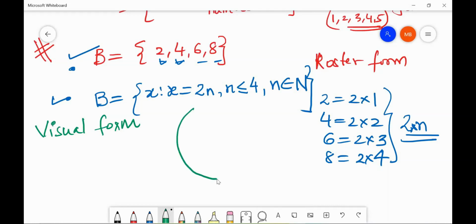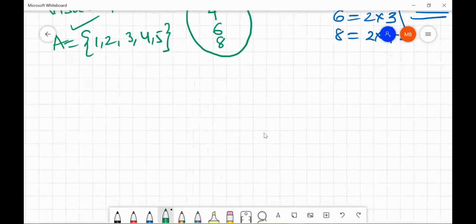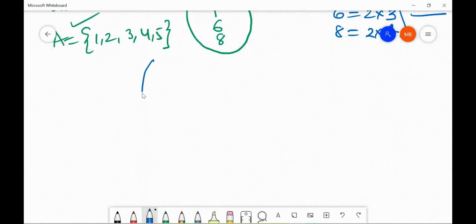So we make a loop, name it B because our set name is B, and then we write the elements 2, 4, 6 and 8. That is it. This is the easiest one. In the previous example, the set A had elements 1, 2, 3, 4 and 5. So if you have to represent set A in visual form, you will simply make a loop, write A because this is set A, and the elements 1, 2, 3, 4 and 5.